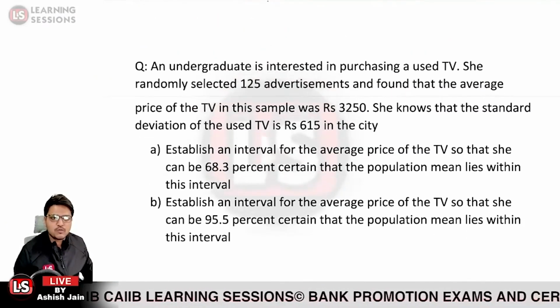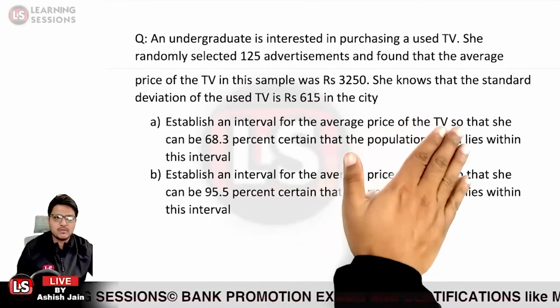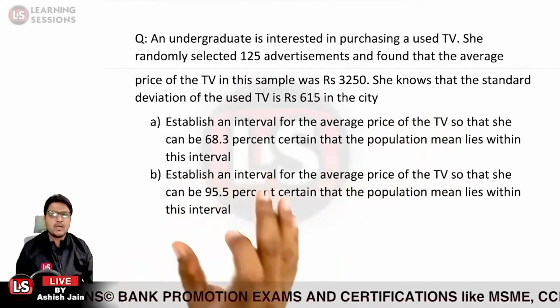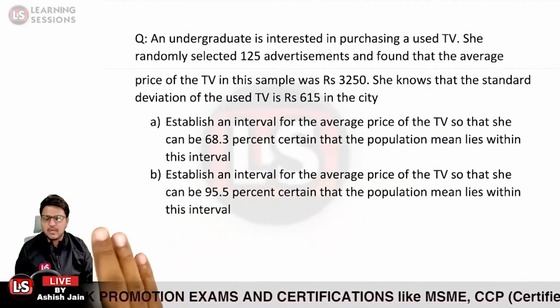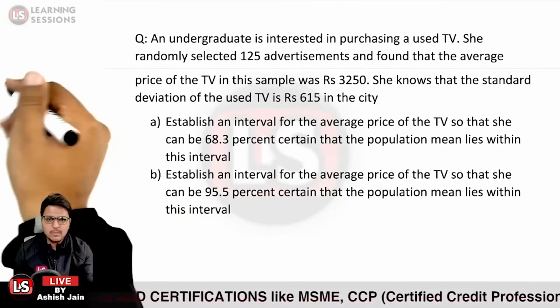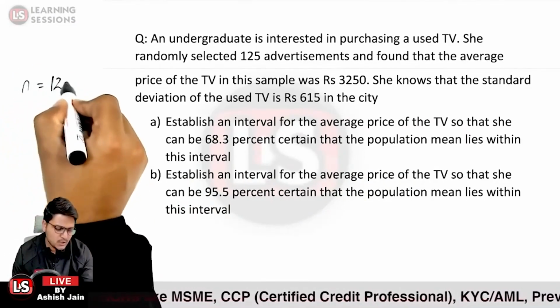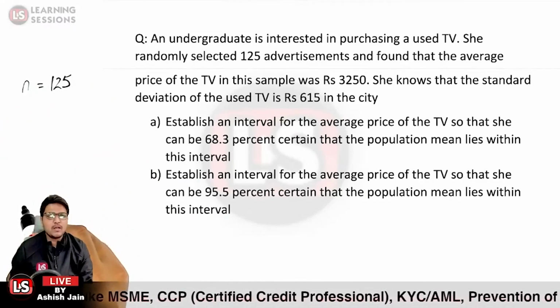Okay, so the first question is about an undergraduate who is interested in purchasing a used TV. She randomly selected 125 advertisements. So simply, n is related to the size of the sample. So n is equal to 125. That is the small n over here.